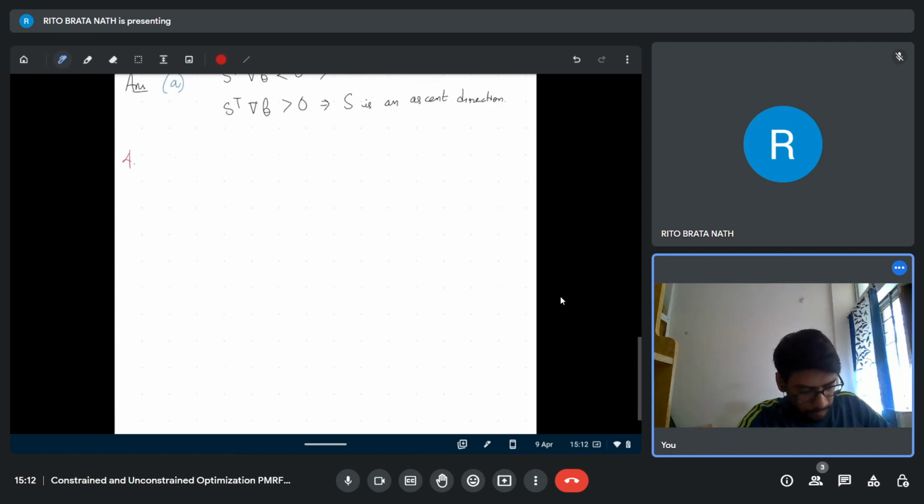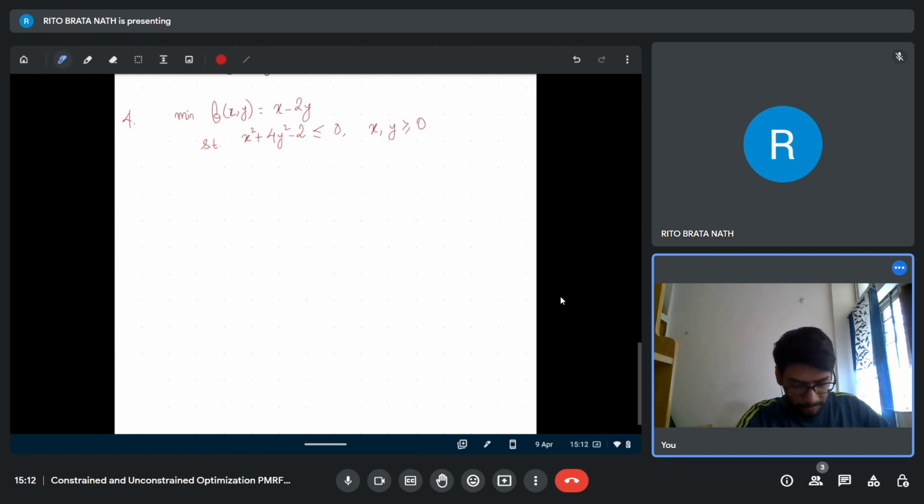The fourth problem tells you: minimization of f(x, y) equals x minus 2y, subject to x squared plus 4y squared minus 2 less than or equal to 0, and xy greater than or equal to 0. Based on the above optimization problem, which of the following is true?